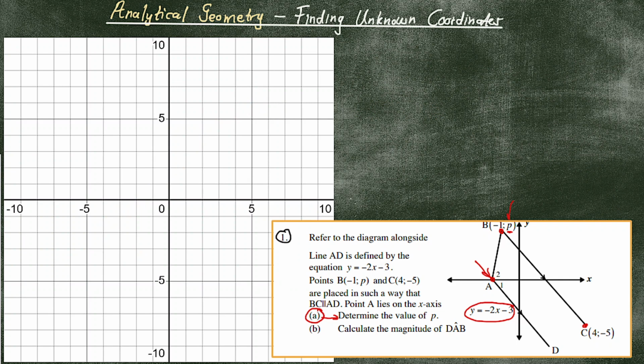So going back to this problem, maybe introduce it, right? For the line AD, it is defined by the equation. This is line AD. Points B and C are placed in such a way that BC is parallel to AD. Point A lies on the x-axis. Okay, think.